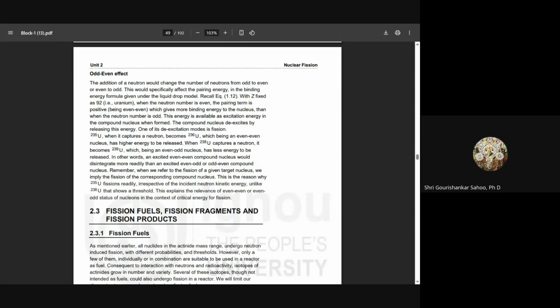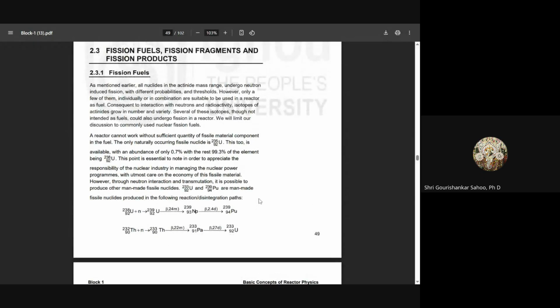But in spontaneous fission, you do not need any energy, and you will also get energy of the order of 200 mega electron volt. Then fission fuels. All nuclides in the actinide mass range undergo neutron-induced fission with different probabilities and thresholds. Only a few of them, individually or in combination, are suitable to be used in a reactor as fuel. Consequent to the interaction with neutrons and radioactivity, isotopes of actinides grow in number and variety. Several of these isotopes, though not intended as fuels, could also undergo fission in a reactor.